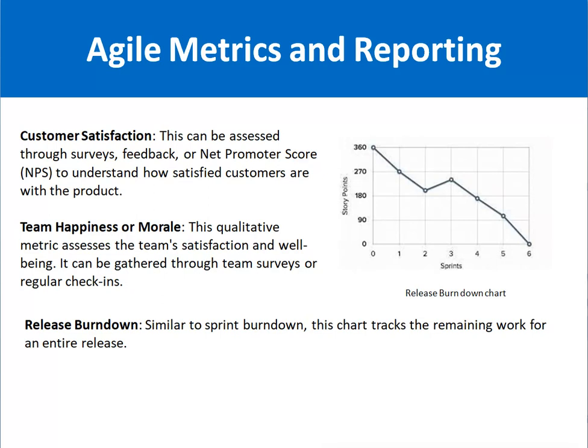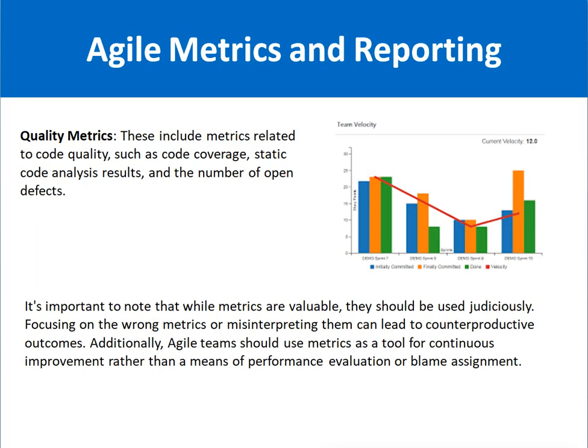Then release burn down chart, similar to the sprint burn down chart. This chart tracks the remaining work for an entire release. Here you can see that on the x-axis there are sprints, and on the y-axis we have story points. So again it is showing you how much work is remaining in the release. Then quality metrics. These include metrics related to code quality, such as code coverage, static code analysis results, and the number of open defects.